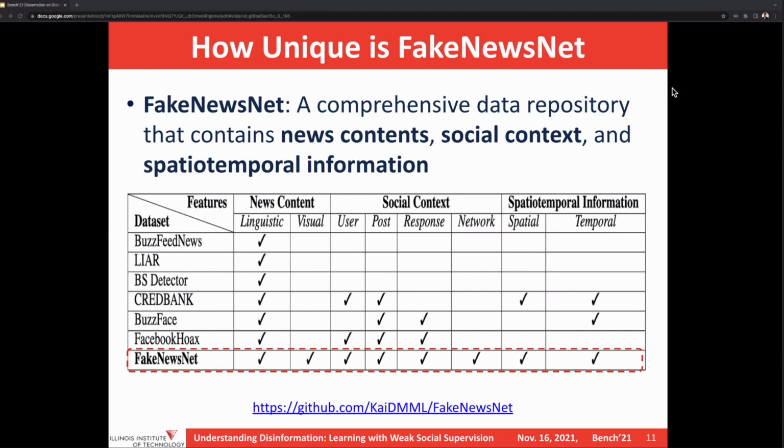You can see from this table, compared to existing data sets on fake news detection, we have a lot more dimensional information to benefit the research community in this domain. And actually this data set is publicly available on GitHub. So I encourage you, if you're interested in this domain, please check it out. We have detailed instructions for the data sets and some code to analyze the data set.